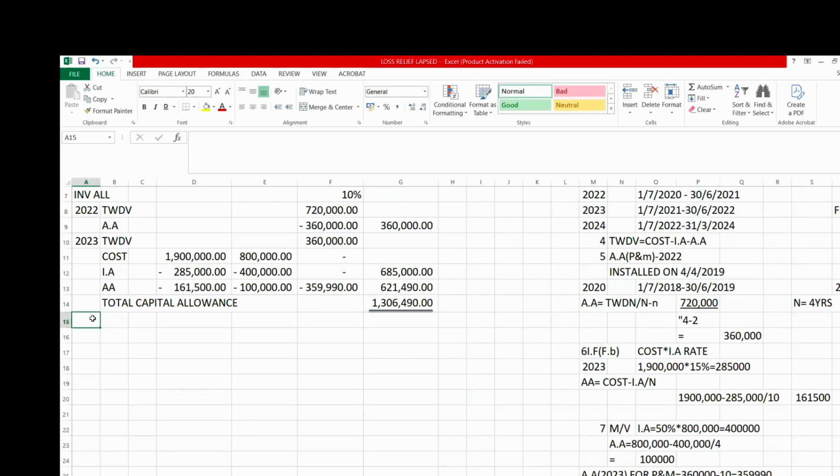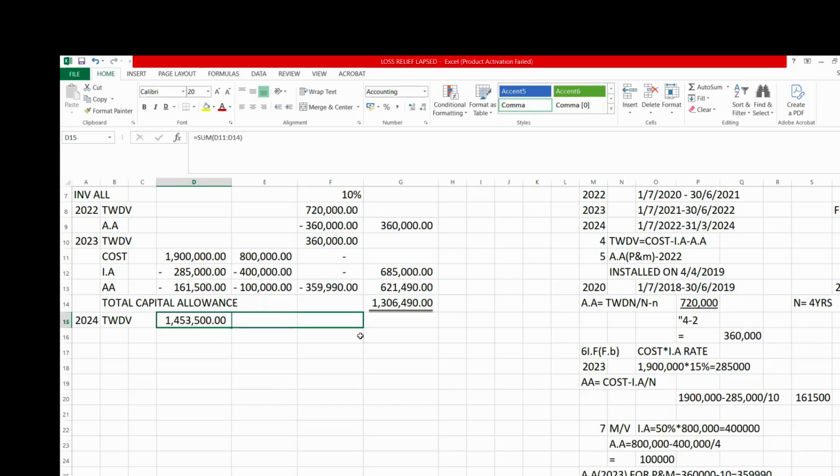After that, we now go to the next year, which is your 2024 year of assessment. In 2024, you have a tax written down value. The tax written down value will now be this minus this minus this, the addition of all this, which gives us 1,453,500. This one will be 360,000 minus 359,990. That will give us 10 naira. So we are left with a value of 10 naira.